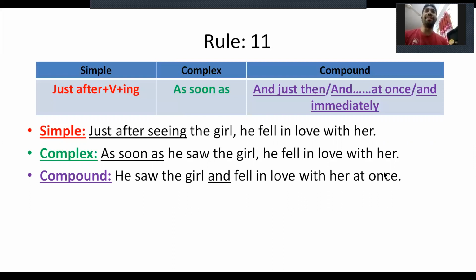So you see that I have used at once at the end of the sentence. I could have used it in the middle. It could have matched then, but it seems better if I use at once at the end of the sentence. I guess you will remember that if our sentence is in complex, with the conjunction as soon as, we make the sentence simple by using just after plus verb plus ing, and make the sentence compound by using and just then or and at once or and immediately.